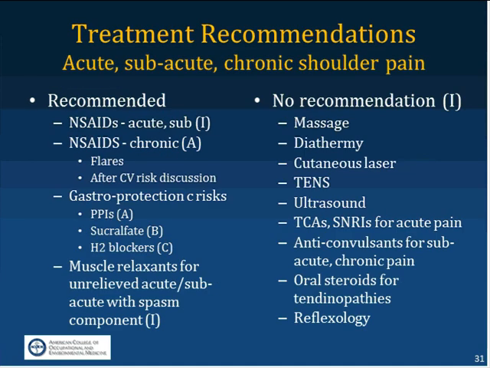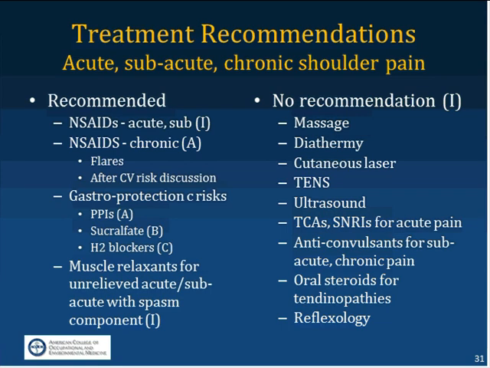Now, this is a set of recommendations for acute, subacute, and chronic shoulder pain. This is non-specific pain. NSAIDs are recommended by consensus for acute and subacute shoulder pain. There is A-level evidence for chronic flares after you've had the cardiovascular risk discussion. And you can see the levels of evidence for gastroprotective therapy if the patient has risks of gastric problems. Proton pump inhibitors have the best evidence, but a lot of people don't start with those.